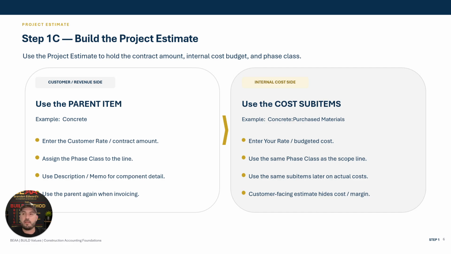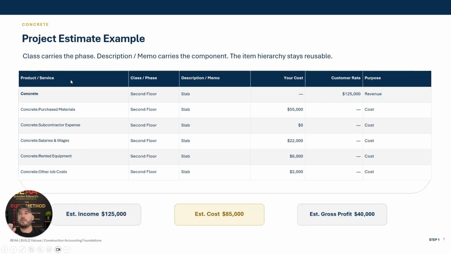So I thought that was a very interesting lesson to share, and relevant to whether you want to do units of measurements or quantity. So continue, use the same phase class as the scope line, use the same sub items later on actual cost. Customer-facing estimates hide cost and margin. So this is just part of how the project estimate works, and you actually see it says hidden on the columns that will not be shown to the customer. This is just an example of how this mapping works.